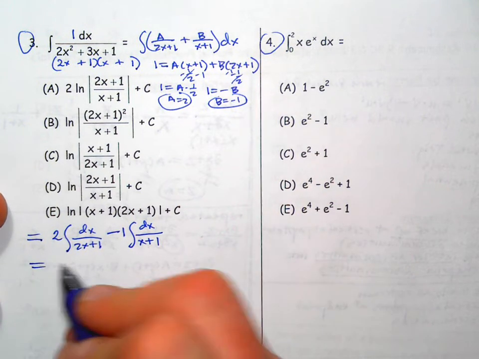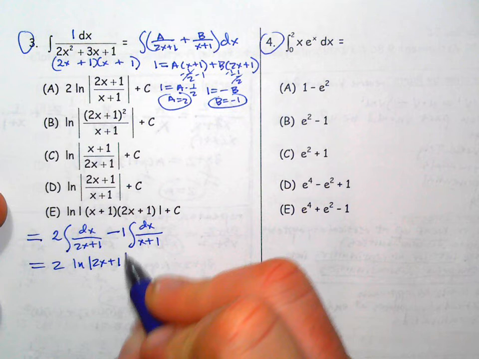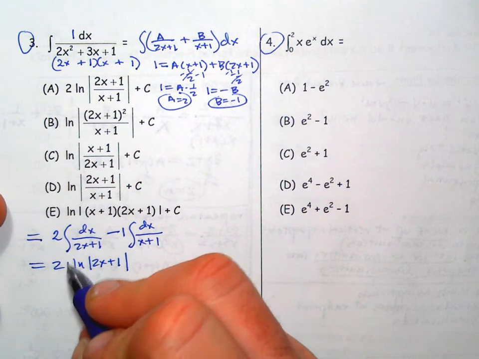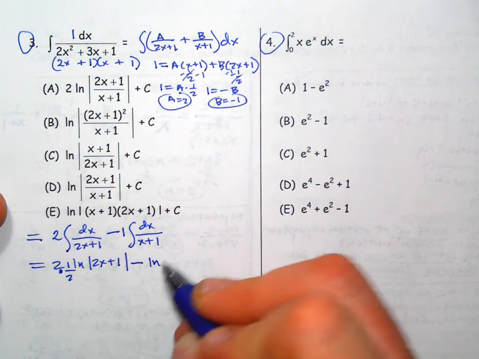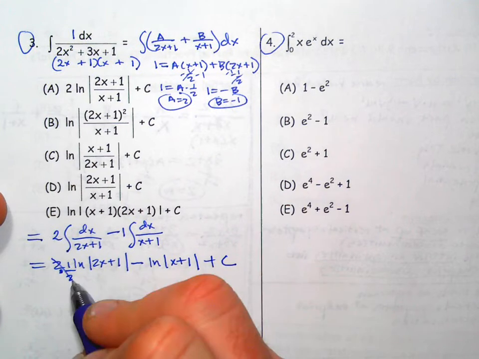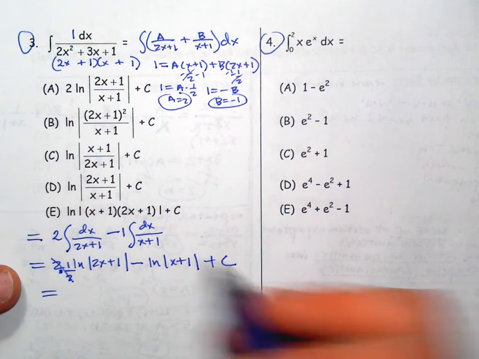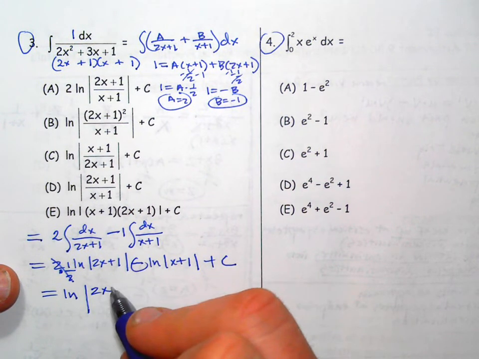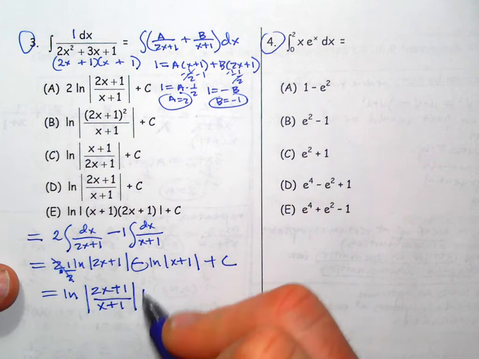And so we're going to get 2 natural log the absolute value of 2x plus 1, but the 2 is going to pop out because of the chain rule, so we need a 1/2 to counter it, minus natural log the absolute value of x plus 1. You need the absolute values, plus c. Those 2's cancel. Now all these answers have these logs combined, so we got to use log rules. If it's subtraction, it becomes division. We could just put them inside one big absolute value.